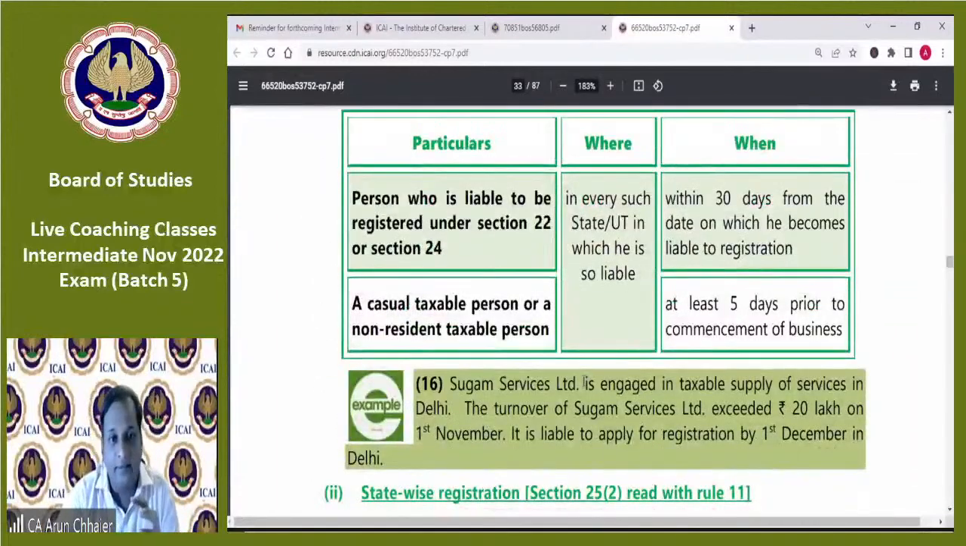This is the revision. We have already yesterday discussed. Let me quickly talk about under the analysis. Let me quickly touch upon the important point once again. Effective date of registration. If I make the application within 30 days, then the date on which he become liable to take registration.